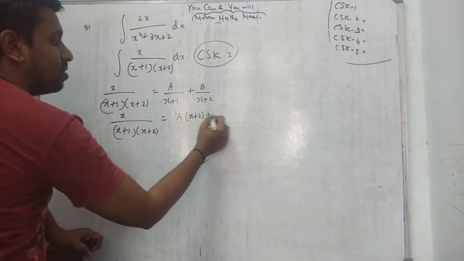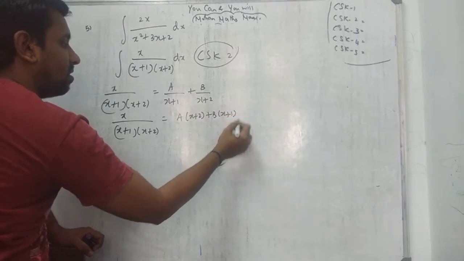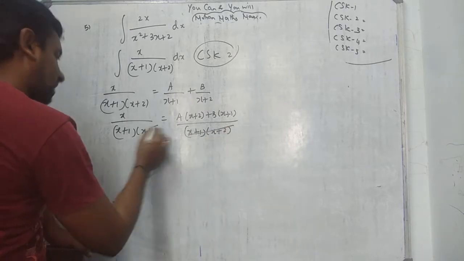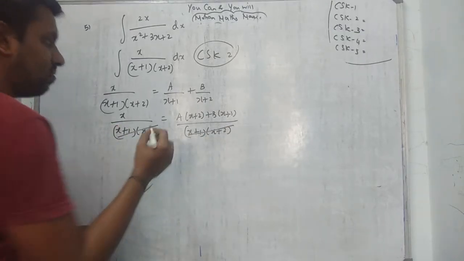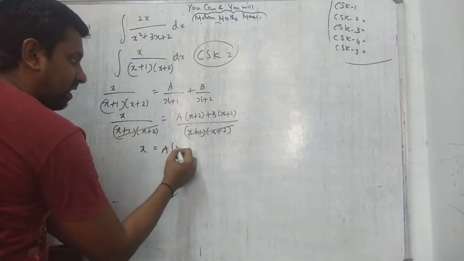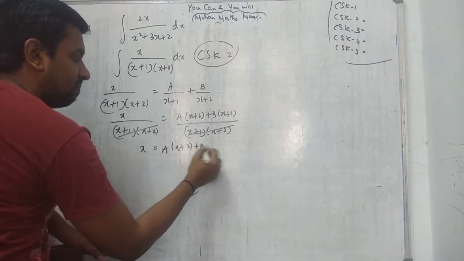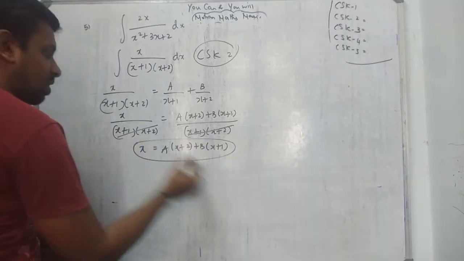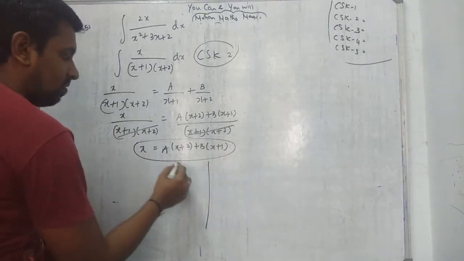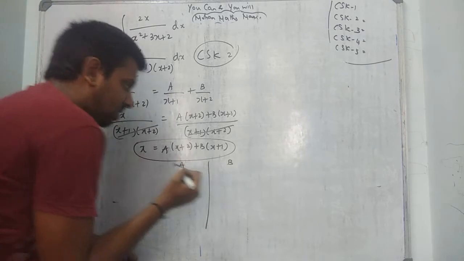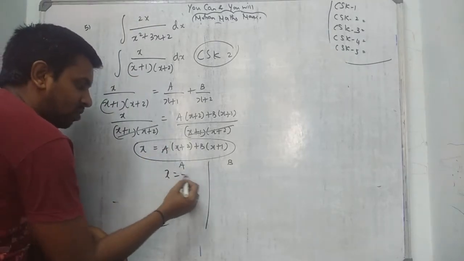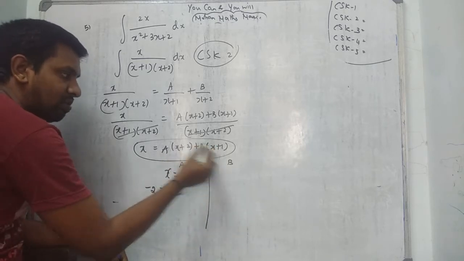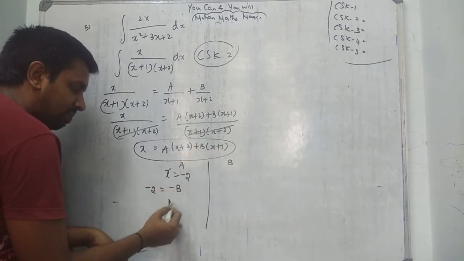x upon x plus 1 into x plus 2 equals A times x plus 2 plus B times x plus 1, over the denominator x plus 1 into x plus 2. Now cancel it. Old numerator, new numerator, two portions, to find the value of A and B. If I put x equal to minus 2, the A term becomes 0 and the B term becomes minus B. So I got the B value.